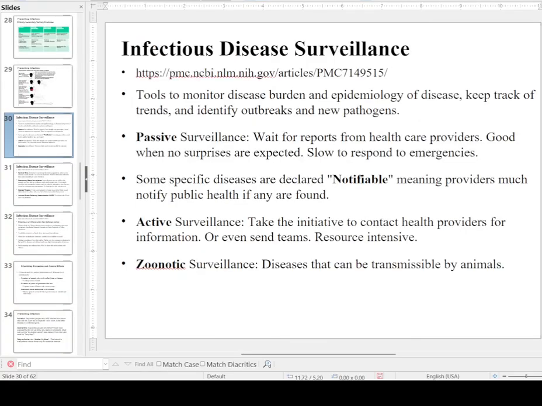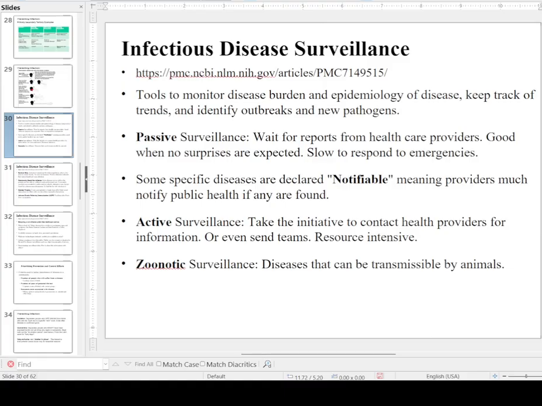Surveillance is how public health officials keep track of what's going on. How are they supposed to react to something if they don't know that something is happening, right? So there is passive and active surveillance. Passive is when public health officials sit back and wait for routine reports to come in, and they just put it into the spreadsheet and put it into the graph and see if there are any unexpected bumps or spikes in it. It's great for when they don't expect anything unusual to happen. It is cost effective, but the problem is it's slow to respond if there is an emergency.